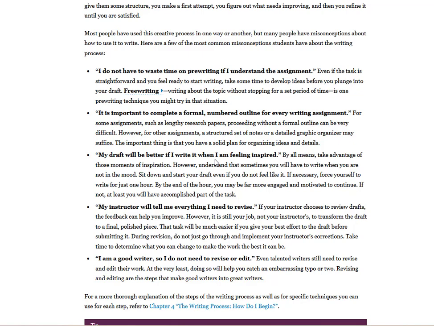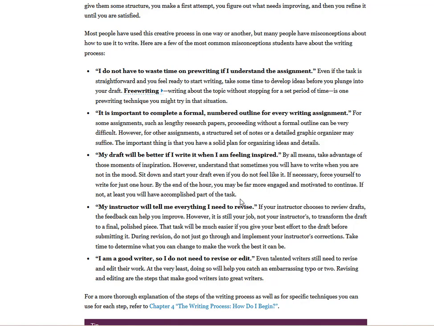My draft is better when I write when I am feeling inspired. By all means, take advantage of those inspirational moments. Sit down and write your draft even if you don't feel like it. Force yourself to write, and yes, I've done that. There have been times when I had papers assigned to me and I didn't want to do it. I forced myself to sit down that weekend and just write it out.